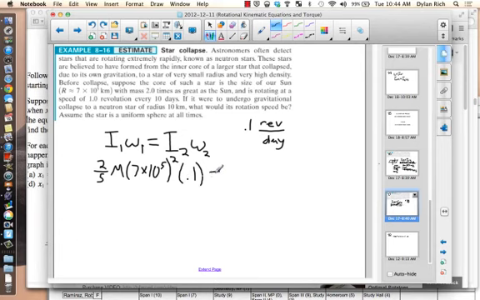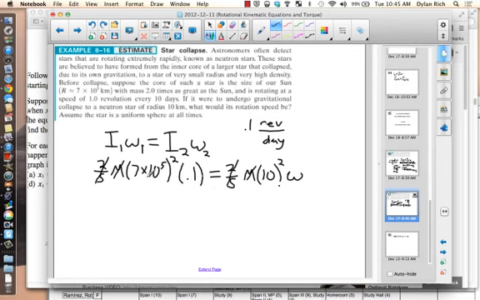Okay, equals 2/5 the mass. The mass didn't change, right? It just collapsed. Times the new radius of 10 kilometers, times omega. I don't know what omega is, but I'm looking for it. Oops, sorry, that's going to be squared. Okay, masses are going to cancel. They didn't actually matter in this problem. 2/5 are going to cancel.